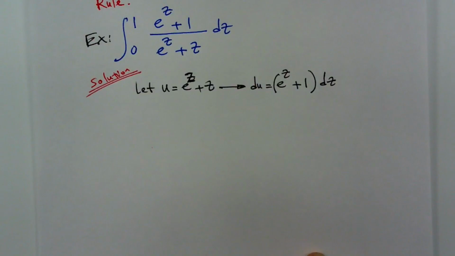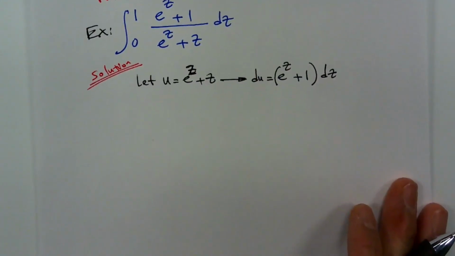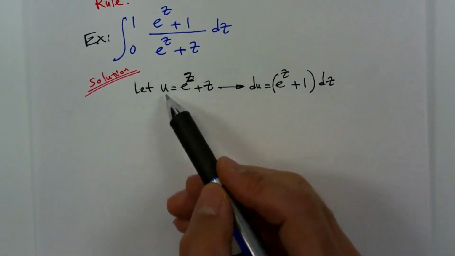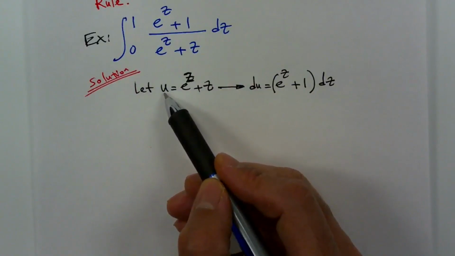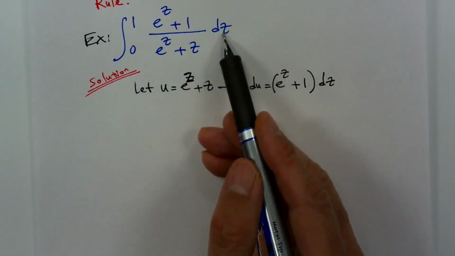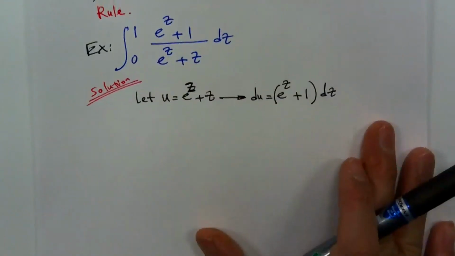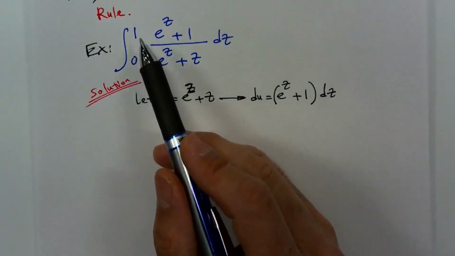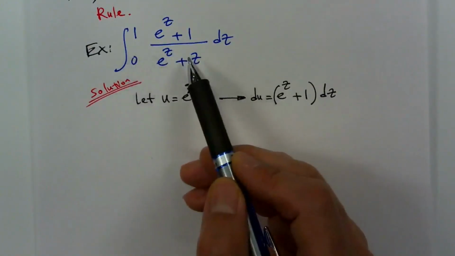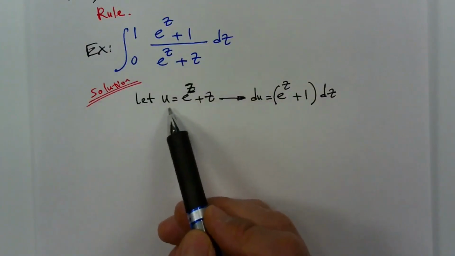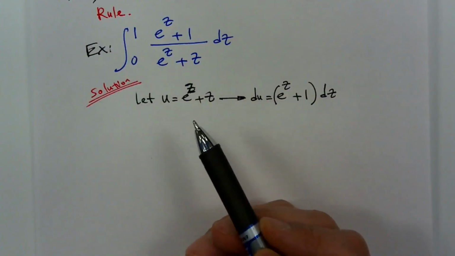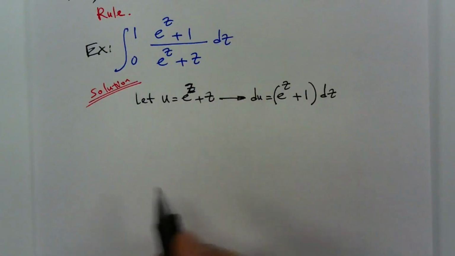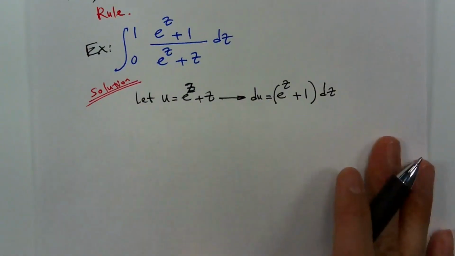Now, because we are using a new variable that is different than z, the limits of integration have to change as well. They have to change according to this new variable. Let me write this down actually.